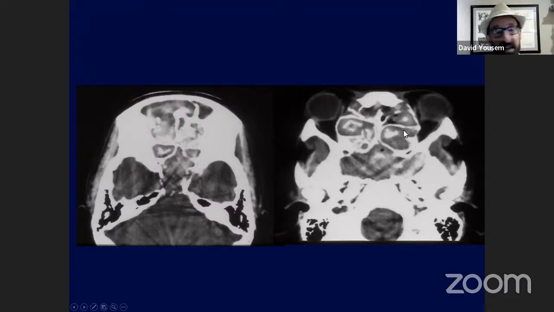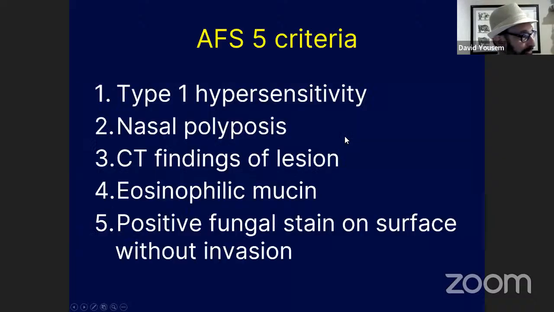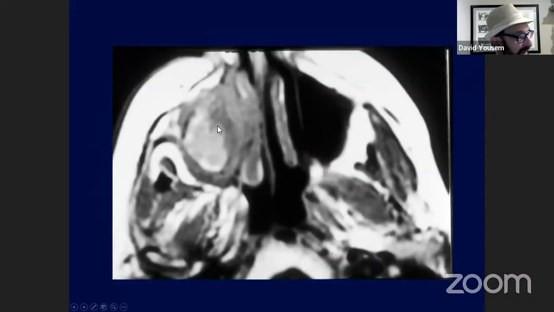Here's another example on CT of a patient who had allergic fungal sinusitis, and you see the hyperdensity to those secretions, and there is some bony dehiscence because of effectively like polyps, it's remodeling the bone. The 5 criteria for allergic fungal sinusitis: type 1 hypersensitivity, often seen with the eosinophilia, nasal polyposis, CT findings of opacification, eosinophilic mucin, and a positive fungal stain without demonstration of invasion. Here, on the other hand, on an MRI with bright on T1, it turned out to be a mycetoma, fungus ball in the right maxillary antrum, opacifying it.